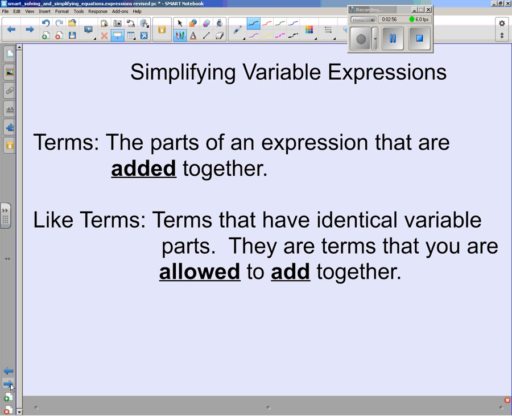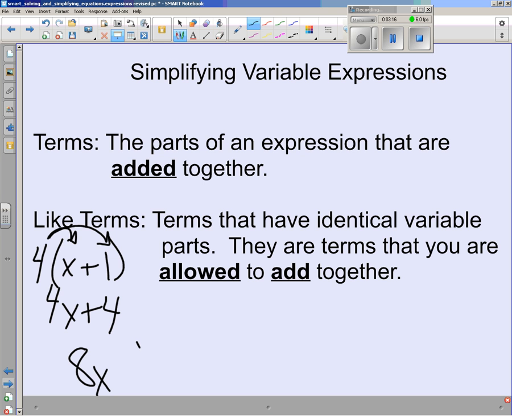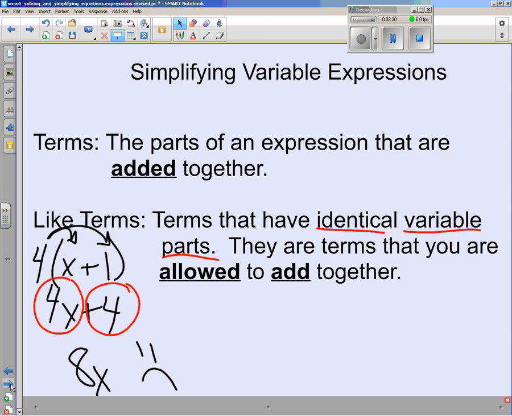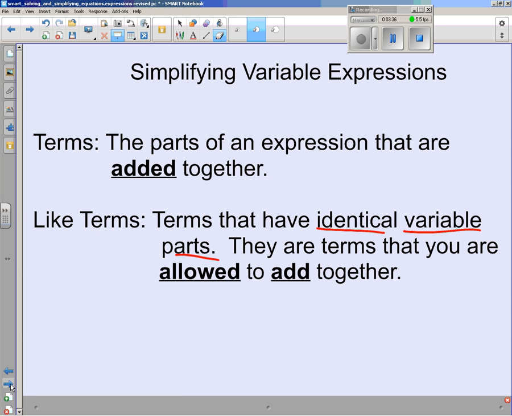A lot of people made the mistake with distributive property when we were talking about it in class today of, let's say we have this problem. They would distribute it properly. They'd end up with 4x plus 4, but then they would try and say, okay, well, that equals 8x. No, that is wrong. You cannot combine these terms because they are not like terms. They do not have identical variable parts. One has an x, one has no variable. Okay? Memorize those definitions, folks. You need them. Okay, moving on.